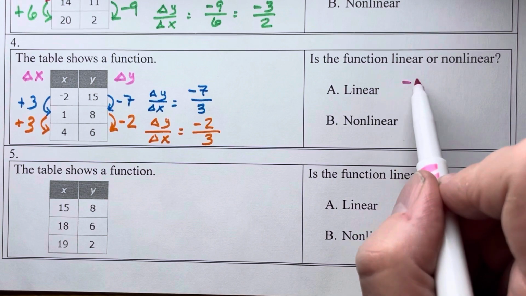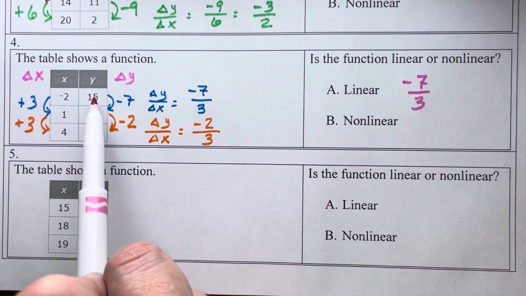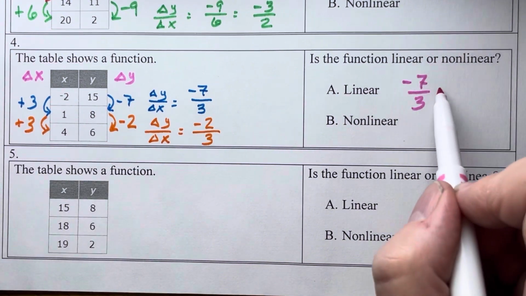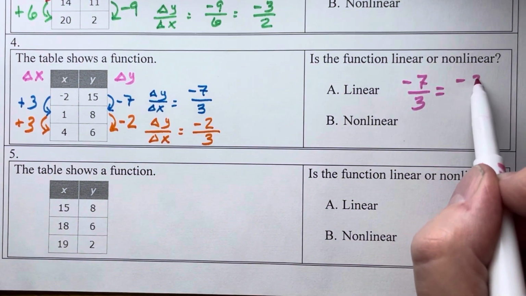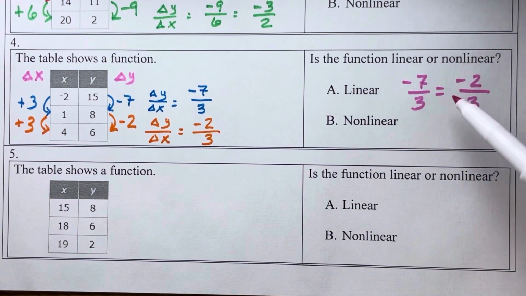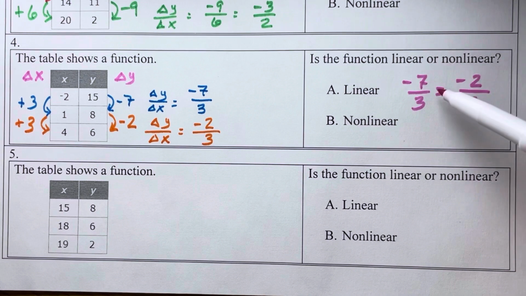So we have -7/3 for the movement from the first row to the second row. And we have -2/3 from the movement of the second row to the third row. And you know, and I know, that -7/3 and -2/3 are not equal.